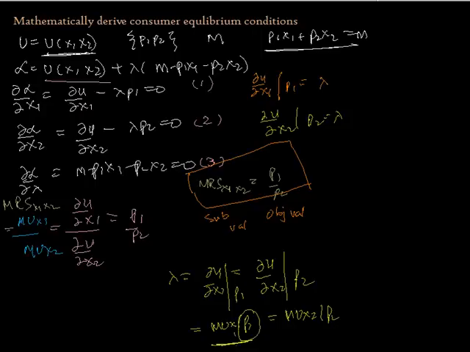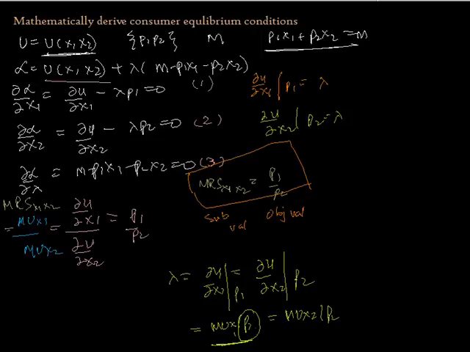So each good purchased should yield the same marginal utility per dollar spent on that good. Each good, therefore, should have an identical marginal benefit to cost ratio. If this were not true, one good would have more marginal benefit per dollar as compared to the other good, and your money is not going to be optimally allocated.